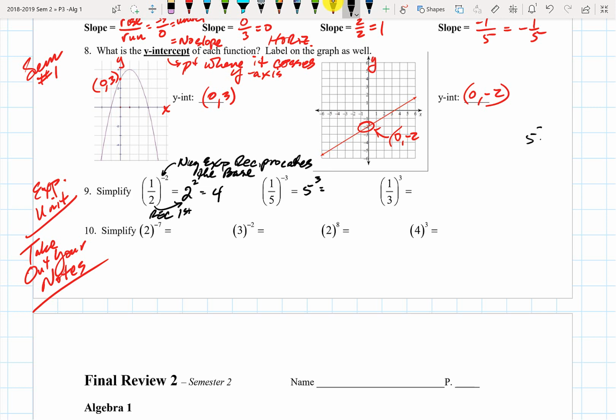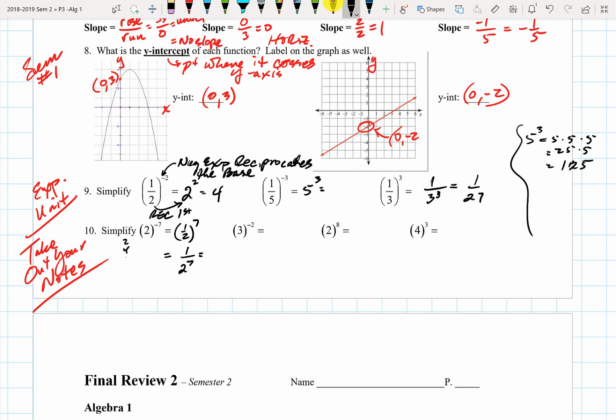5 cubed is equal to 5 times 5 times 5, and that's 25 times 5, or 125. Always do your side work. And this doesn't have a negative exponent, so it's 1 cubed, which is 1, divided by 3 cubed, so the answer is 1/27th. Only terms with a negative exponent get reciprocated. For example, 2 to the negative 7th power is the same thing as 1/2 to the 7th power, and this is equal to 1 to the 7th, which is 1, divided by 2 to the 7th, and then you got to do your base 2 again.